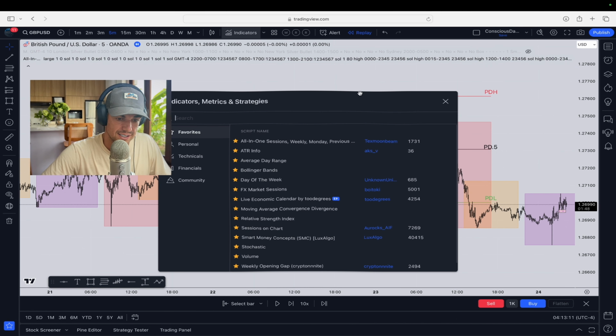Right, what we've got here. Click on indicators. You're going to go to All in One Session, Weekly Monday Previous by Tex Moon Beam. Click on it, favorite it, and then you've always got it and you've saved it. When that comes up, go into the settings, that little button here. Okay, so we open the settings.